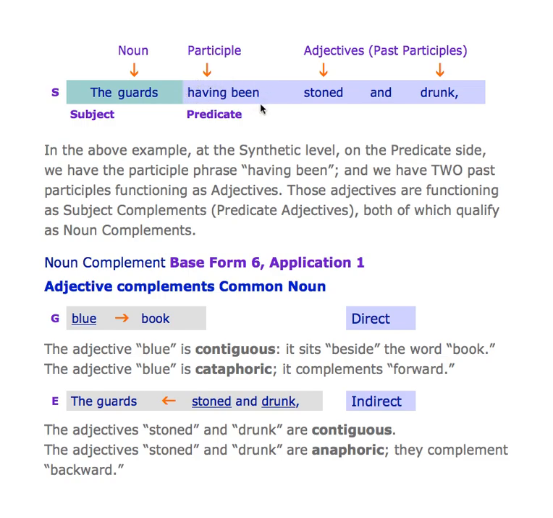Now, I want to apologize here while I'm at it, because in my last video or 2, I used the participle being, the word being, because I couldn't fit having been, the full phrase, on the line without having my material run off the page. So the guards having been stoned and drunk is correct at the synthetic level, all right?